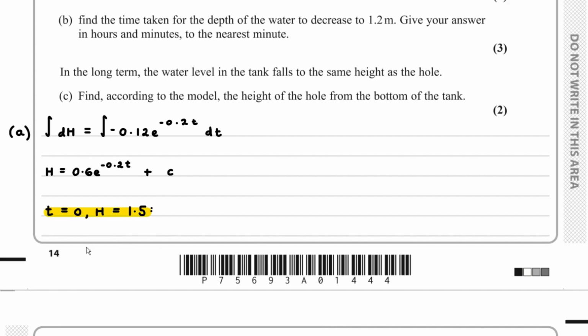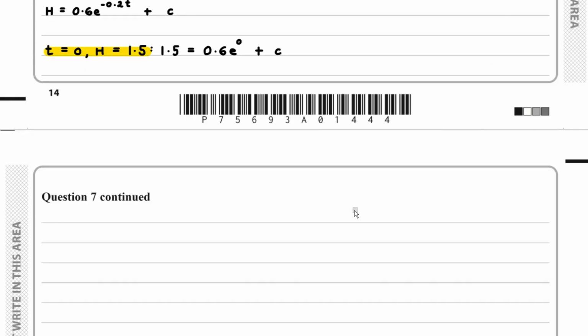Now, when t equals 0, h equals 1.5. And if we substitute these into here, we have 1.5 equals 0.6 e to the 0 plus c. Now, e to the 0 is just 1, so to find out c, we need to do 1.5 take away 0.6, which is 0.9. So c equals 0.9, meaning h equals 0.6 e to the negative 0.2t plus 0.9.